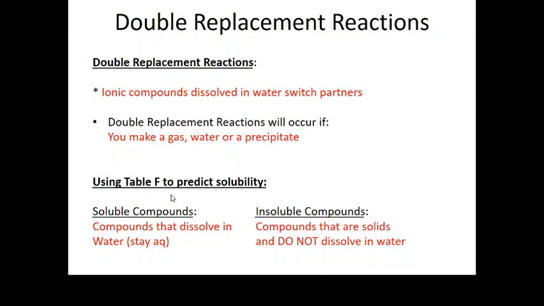So by using Table F, we can actually predict solubility. Remember, soluble compounds are compounds that stay dissolved. So compounds that are dissolved in water stay aqueous. Insoluble compounds, we know, are compounds that are solids, also known as precipitates, and they do not dissolve in water. So these insoluble compounds are the things that we need to focus on in determining if a double replacement reaction did in fact take place.